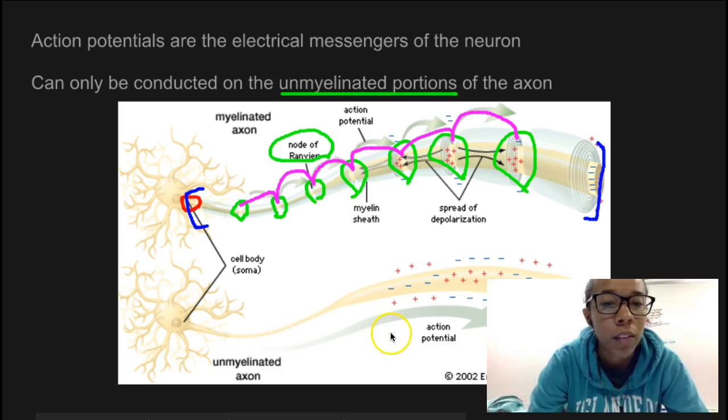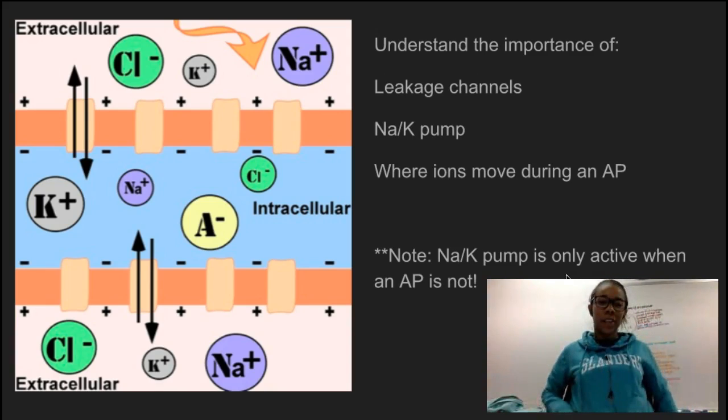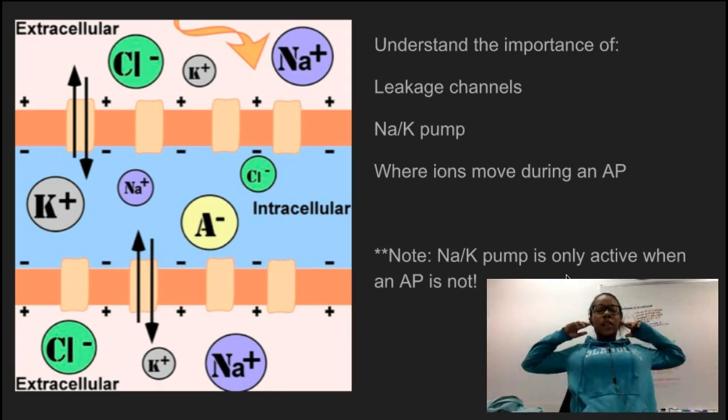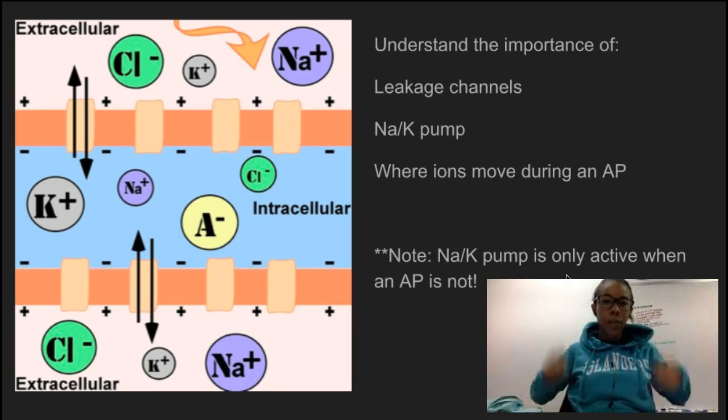Okay, bear with me, because I'm trying to change the slide, but it won't let me. Okay, I have figured it out. Okay, doesn't matter. Anyway, so now I have to regain my thoughts.